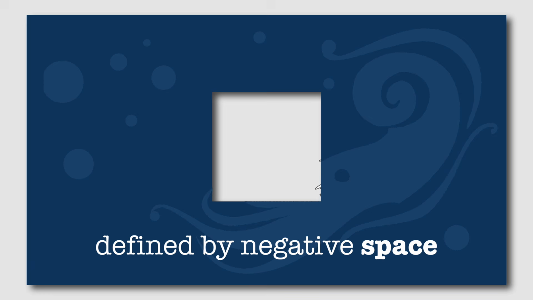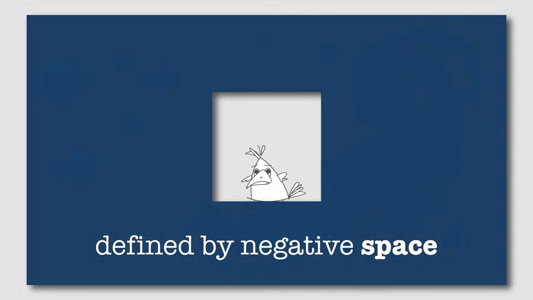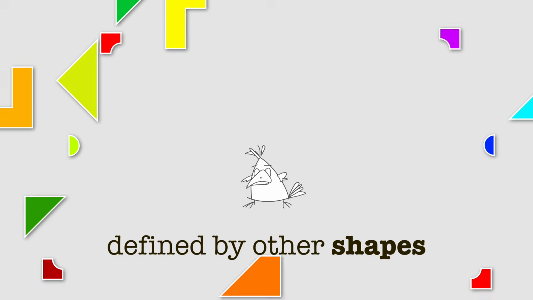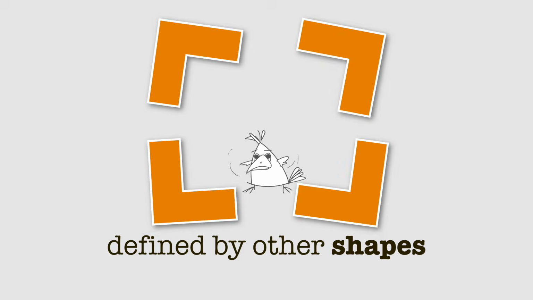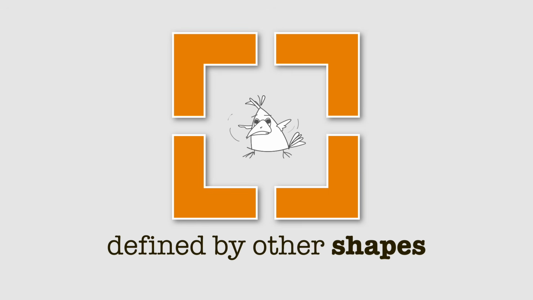By defining a background and leaving space for the shape blank, like a cutout. Shape can also be defined by other shapes, by assembling them in a certain way, or by working with positive and negative shapes.